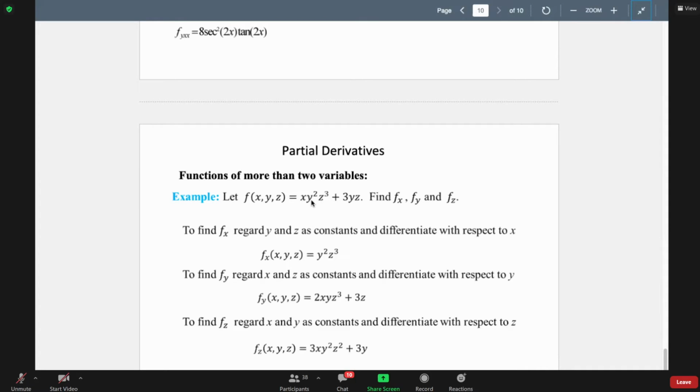Derivative with respect to y will be 2xy z cubed plus 3z. Again, to differentiate with respect to y, keep x and z constant. So you have 2y x z cubed plus 3z. For the derivative with respect to z, keep now x and y constant. So x y squared is a constant, so with z cubed we have 3 x y squared z squared. And the derivative of the last term with respect to z is plus 3y.